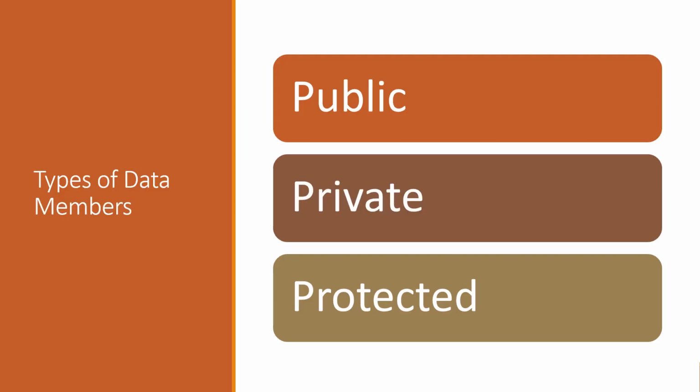Now, we have already discussed that in Python there are three different types of data members. The first one is public, then private, and then protected. To implement encapsulation, we generally utilize the concept of private and protected data members.